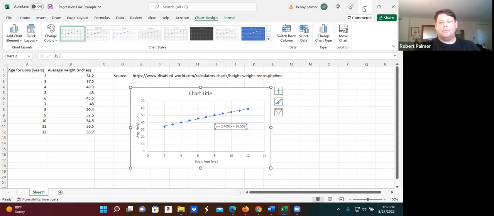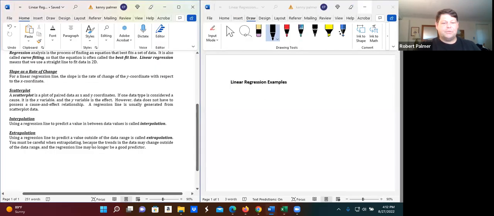So a moment, let's go back. There are two other concepts called interpolation and extrapolation. Interpolation says using a regression line to predict a value within your data range is called interpolation, so inter is kind of in between. Extrapolation is using a regression line to predict values outside your data range, so extra, or out.